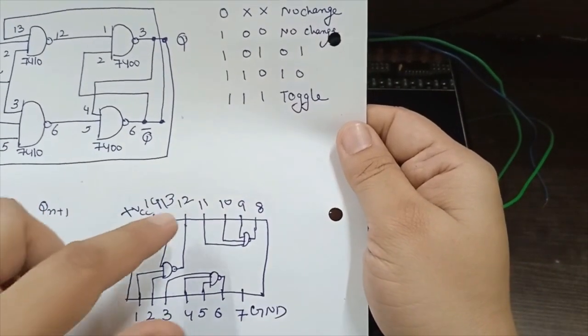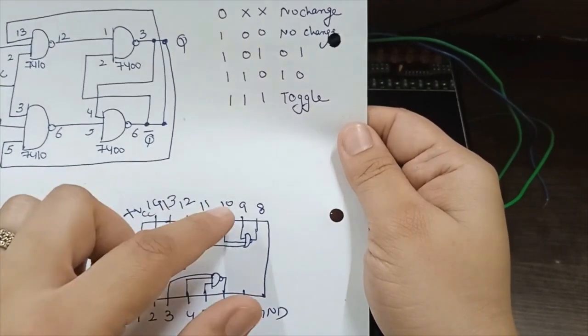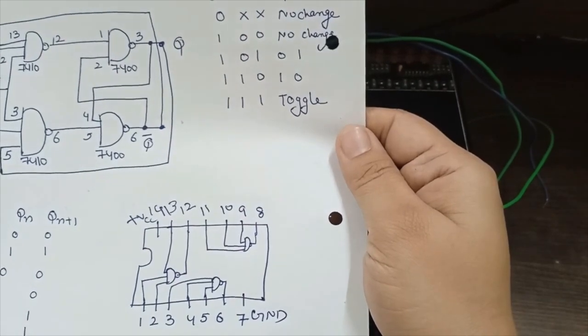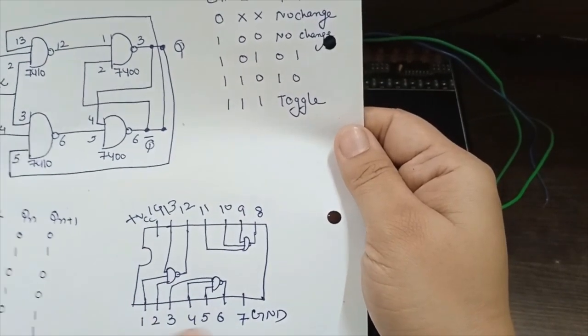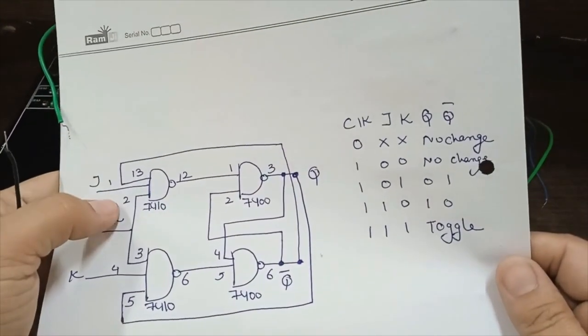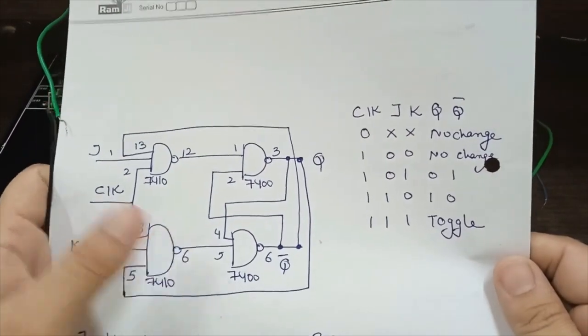Pins 1, 2, 13 are inputs, 12 is output; 3, 4, 5 are inputs, 6 is output. Then we have 9, 10, 11 as inputs, 8 as output. So this is all about the connections, and I'm just going to use all these pin numbers for the connections. So that means 13, 1, 2 input, 12 output, 3, 4, 5 input, 6 output.